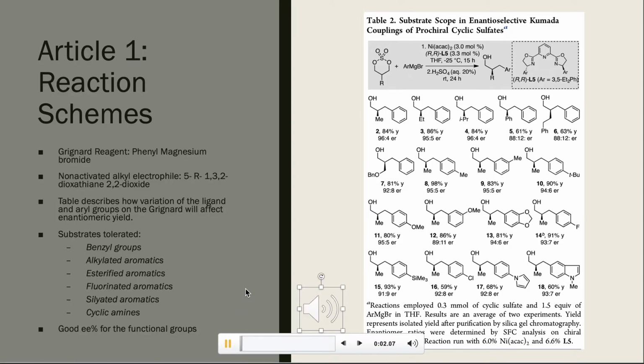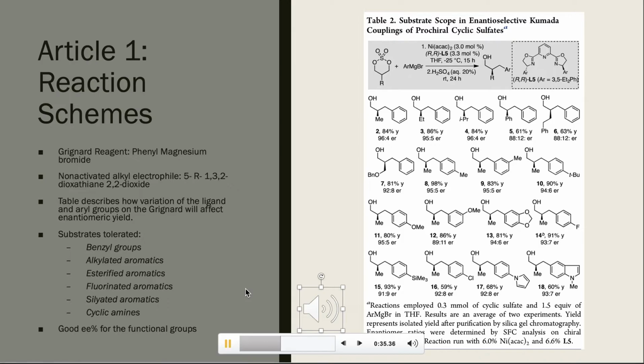After reviewing the article, on the table to the right in the gray, there's the generalized reaction scheme for the article's reaction. So we see that we have that cyclic sulfite, which acts as the non-activated alkyl electrophile. And then we have the aromatic Grignard, which would be the nucleophile in this reaction. They react it with the nickel acetyl catalyst and a ligand.